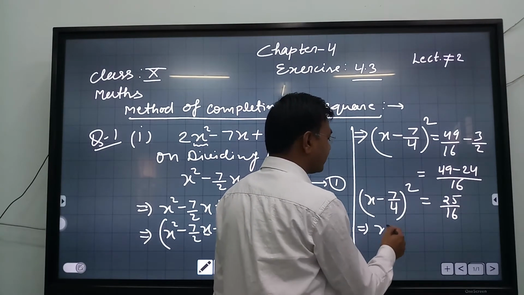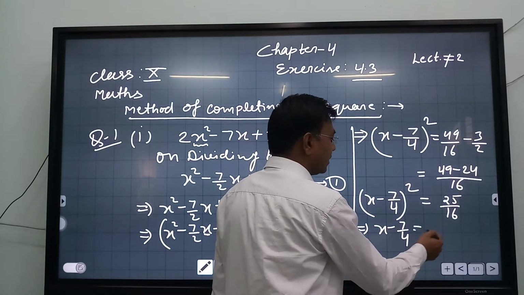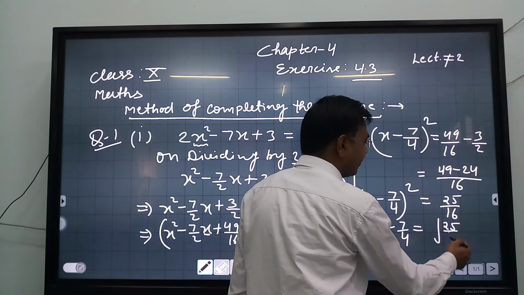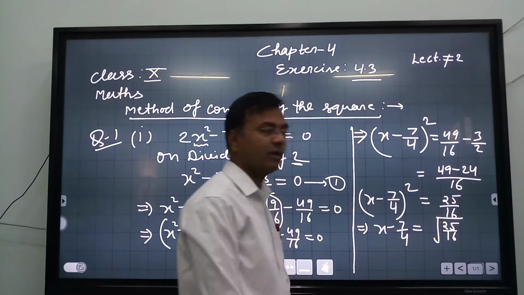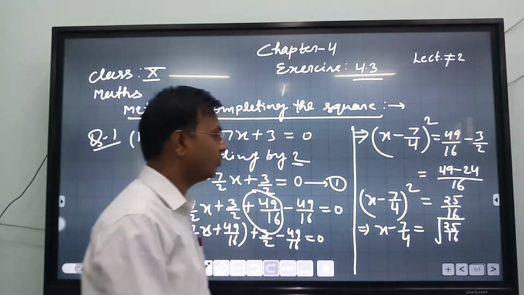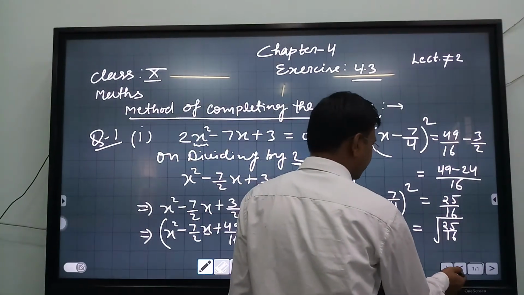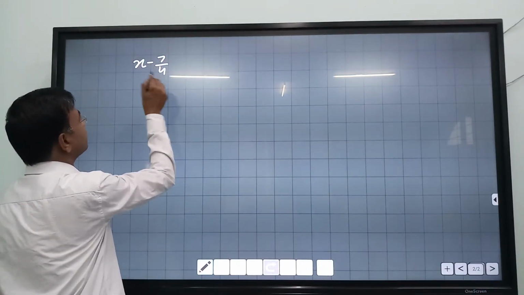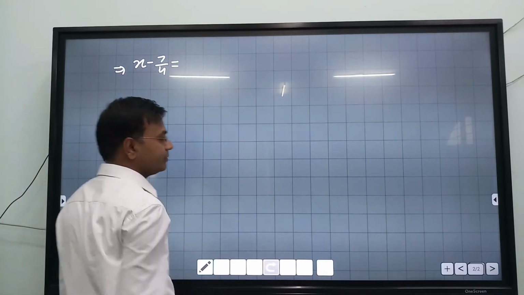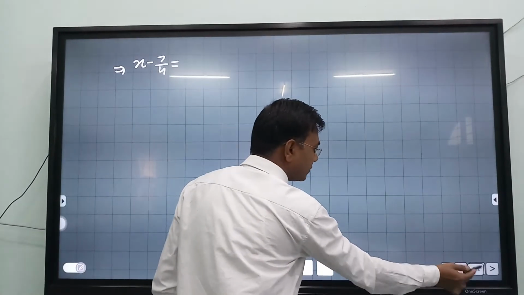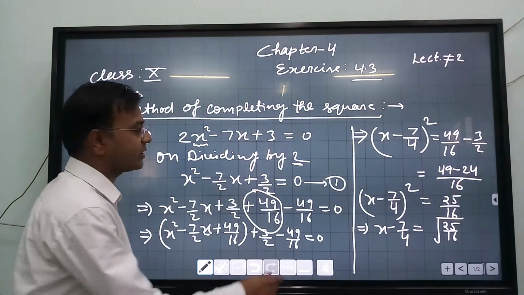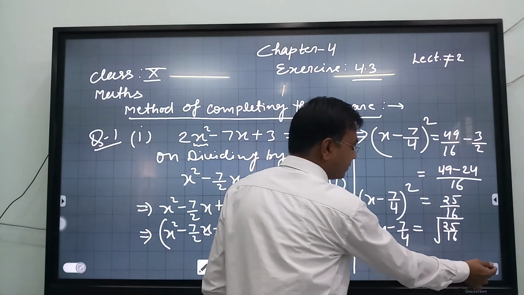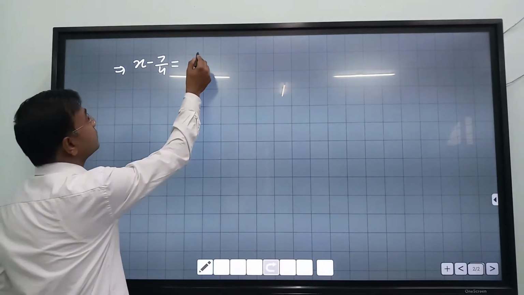Now remove this square. If we remove this square, we will have under root 25 by 16. And in the next step, x minus 7 by 4 equals to, what is the square root of 25 by 16? The square root of this is 5 and 4. 5 by 4.